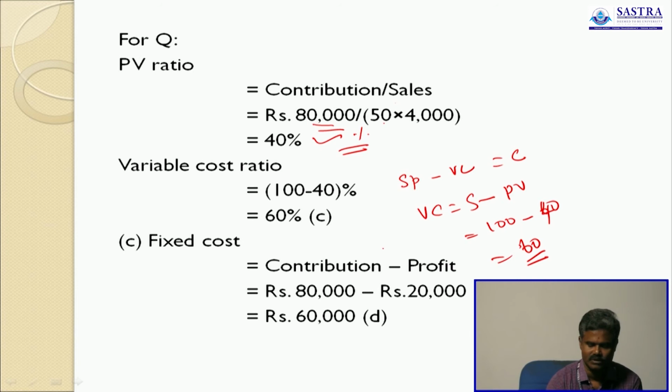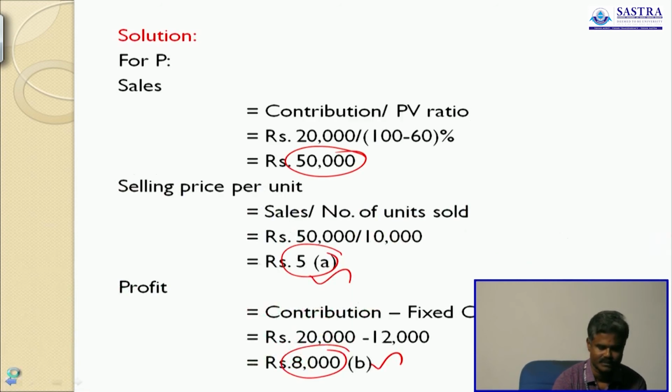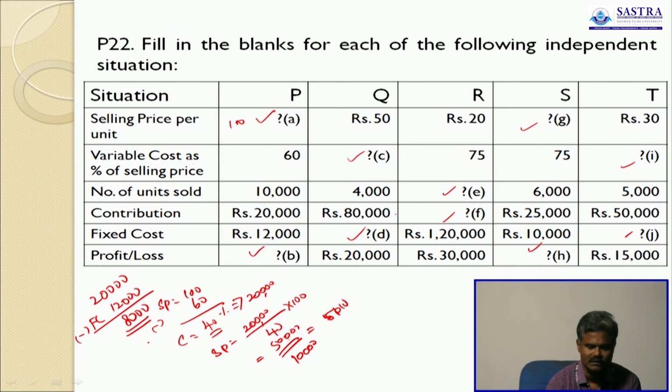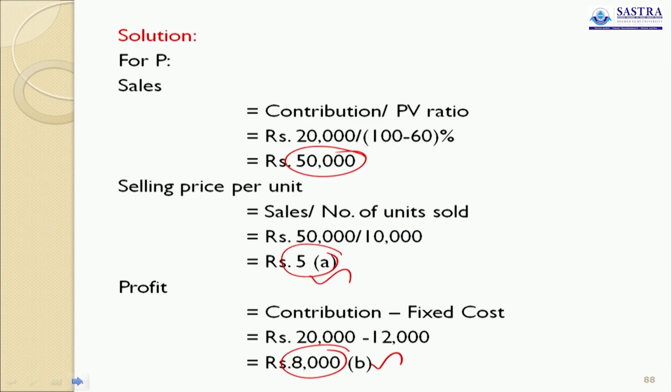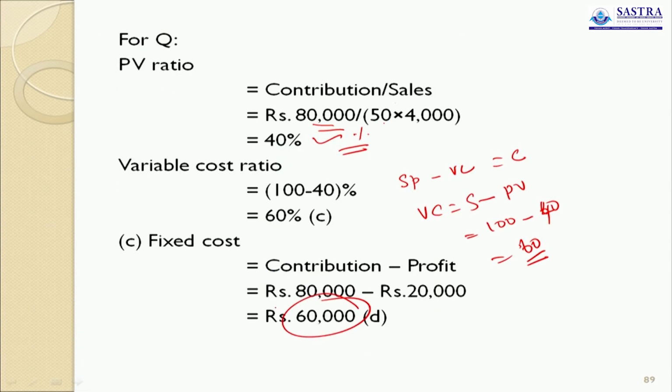Fixed cost equals contribution minus profit. Here contribution is 80,000. So what is fixed cost? What does the marginal cost statement say? Contribution minus fixed cost equals profit. Here contribution is 80,000 minus x equals 20,000. So x equals 80,000 minus 20,000, this is 60,000. So here fixed cost is 60,000. Yes, fixed cost is 60,000.